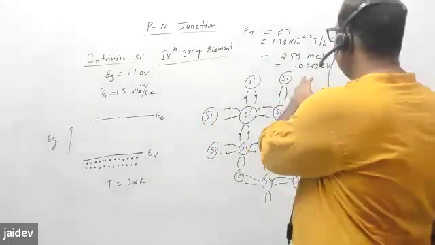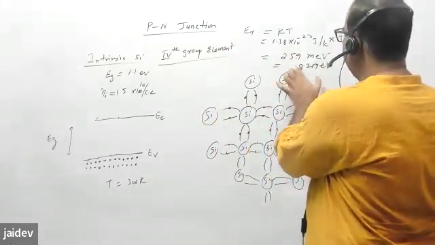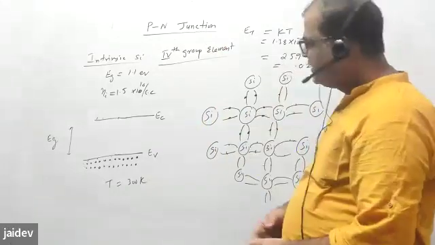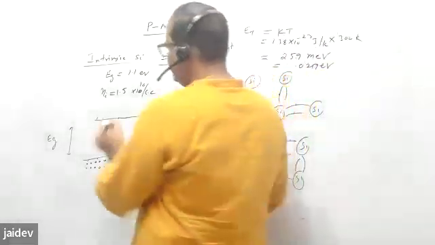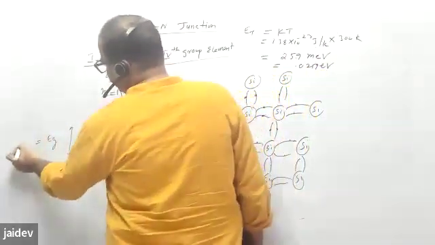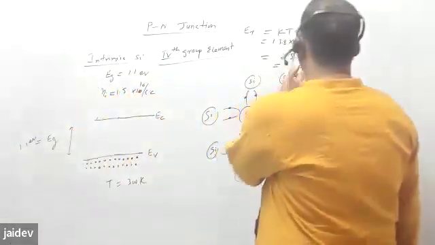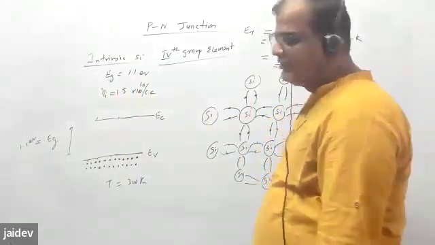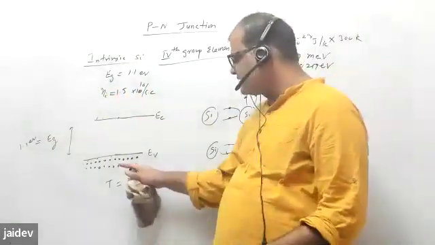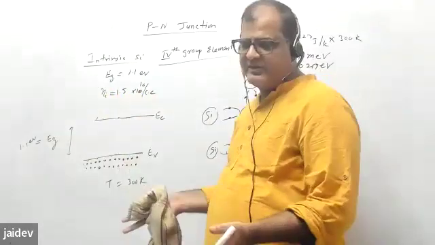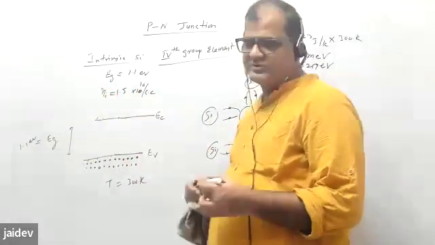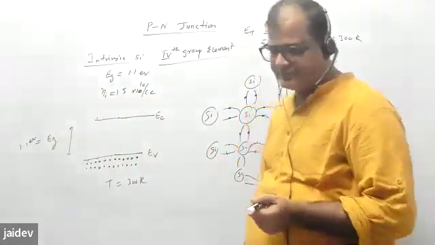So how much is this energy? This is very low compared to the band gap. The band gap is 1.1 electron volt, and this energy is in milli electron volts. So even if you increase the temperature, there is almost no possibility that the electrons can go up here because of this energy. It cannot go here.